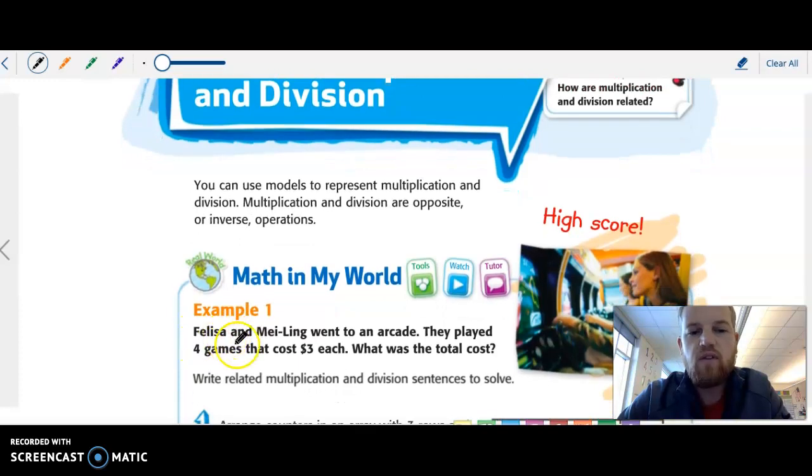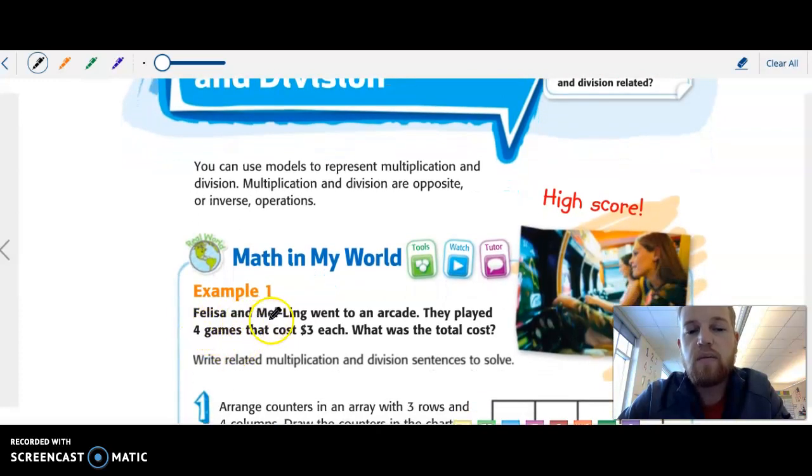So the first one we have here is example 1. It says Felissa and Ming Li went to an arcade. They played 4 games. It cost $3 each. What was the total cost? All right, so we could go through and do that. We could take $3 for the first game, plus $3 for the second game, plus $3 for the third game, plus $3 for the fourth game, and get our answer. Another way we can do that is by using multiplication.